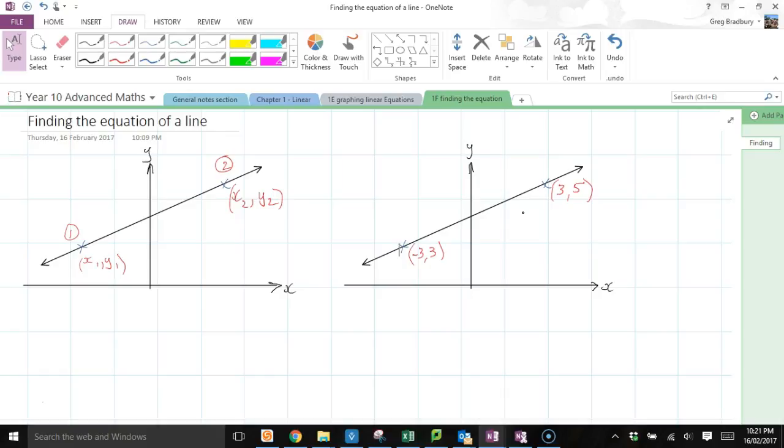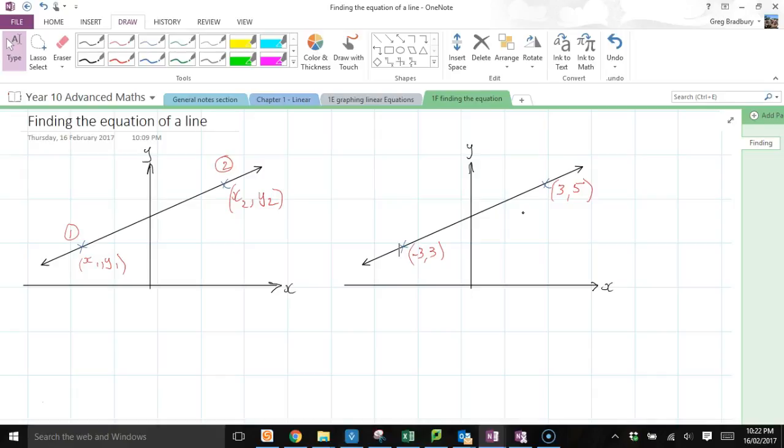But on the right hand side you can see a line with 2 points defined. And the question might be, what is the equation of this line? It's not immediately obvious what the gradient or the y-intercept are, although you could probably work it out. I'm going to show you one method that works for everything.